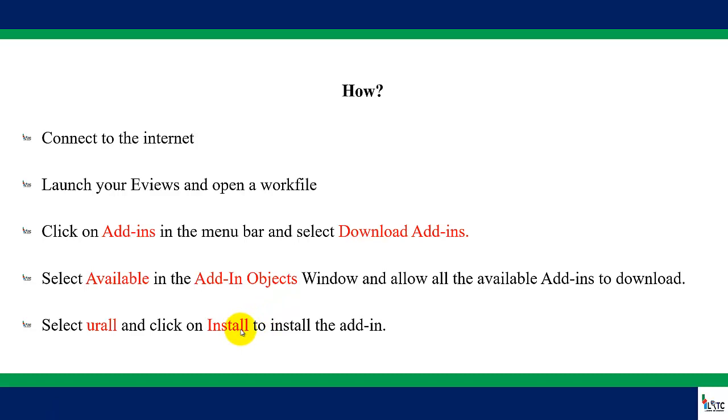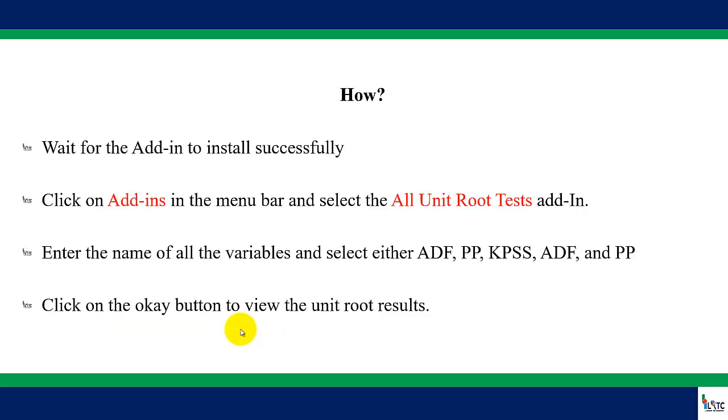Don't forget, you must be connected to the internet. So you wait for like 2-3 minutes for it to install successfully. You follow the prompts. Once the add-in is installed successfully, to make use of it, you just need to click on add-ins. Once you click on add-ins in the menu bar, you select all unit root tests. You will automatically have it there. Once you install it, you will automatically have it under the add-ins menu.